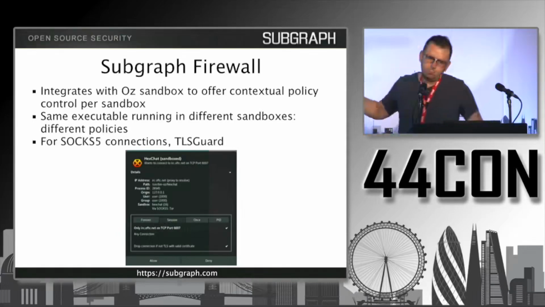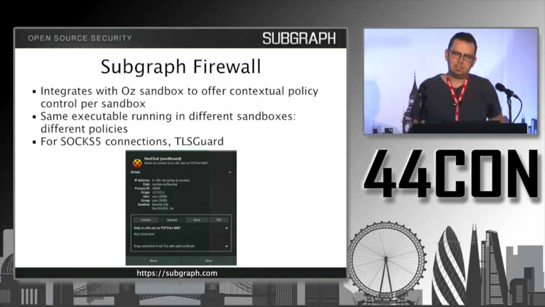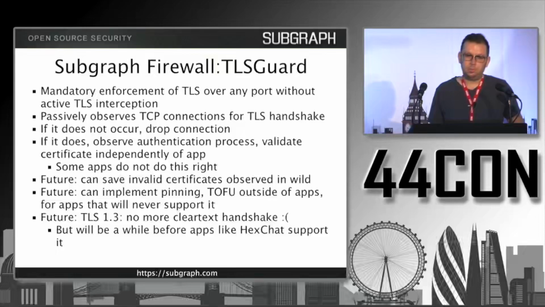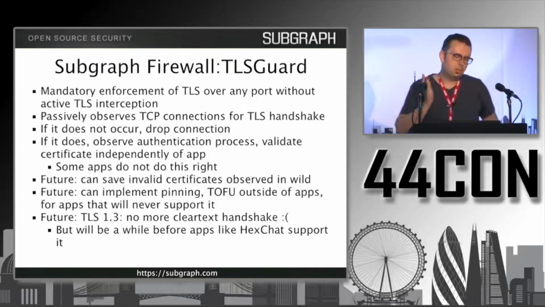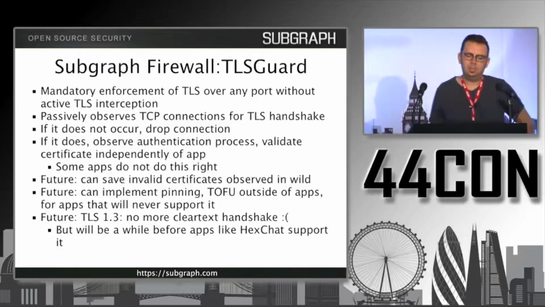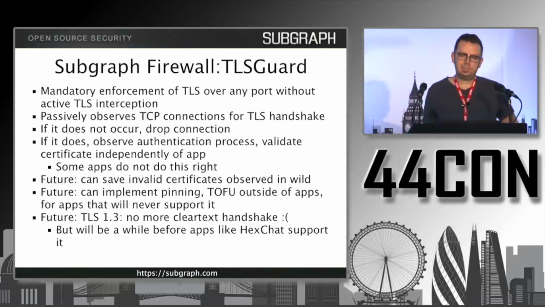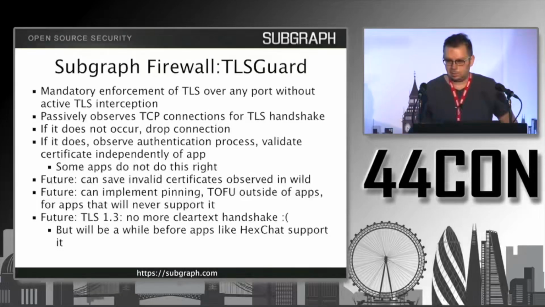But one really cool feature we added is something called TLS Guard. TLS Guard is for people who hate the idea of using something like Tor or anything without TLS, because of the risk of exit nodes either observing traffic or interfering with it in some malicious way. So what is TLS Guard? TLS Guard is mandatory enforcement of TLS over any port without active TLS interception. So we're not breaking TLS.